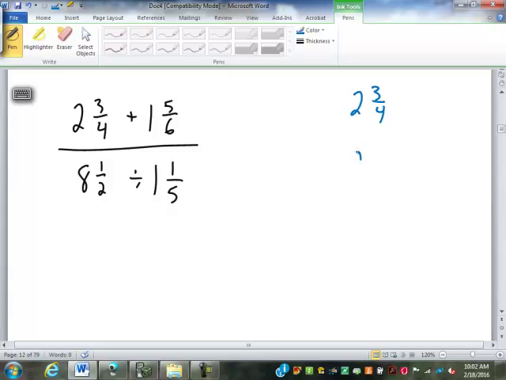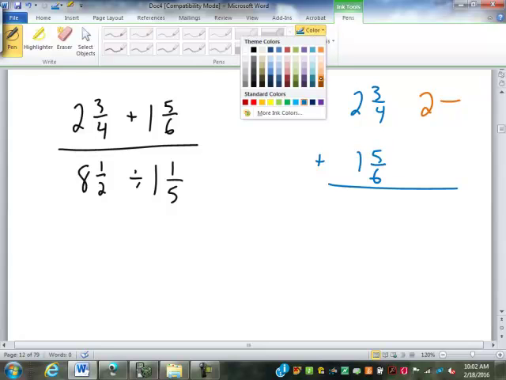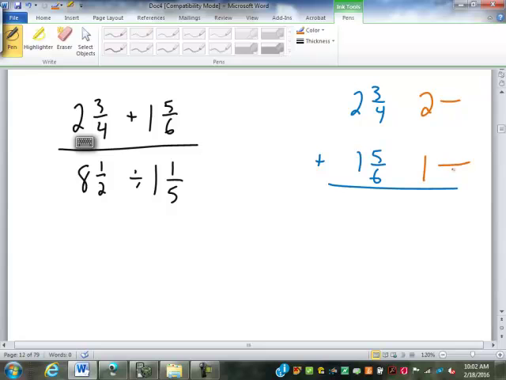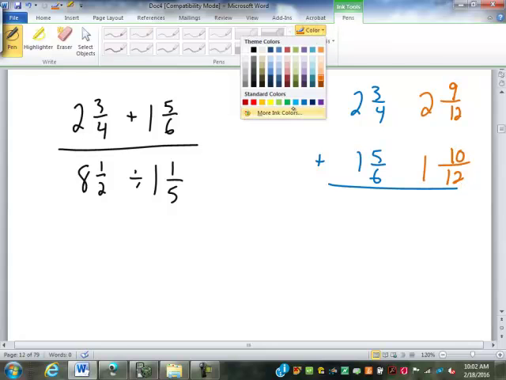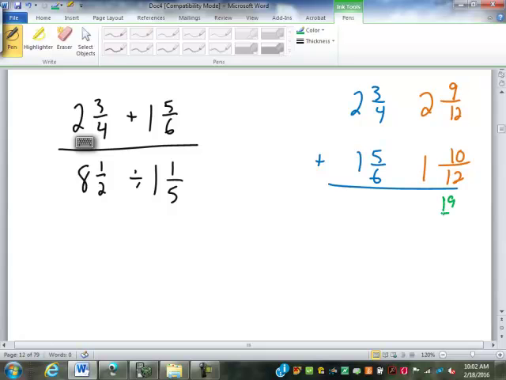We got 2 3/4, 1 5/6. We're adding. We need a common denominator. Oops, why is it 1 1/5? Holy cow. 1 5/6. Okay. Common denominator will be 12. Good. This is going to be 9 and 10. So 9 plus 10 is 19/12, which is going to be 1 and 7/12.